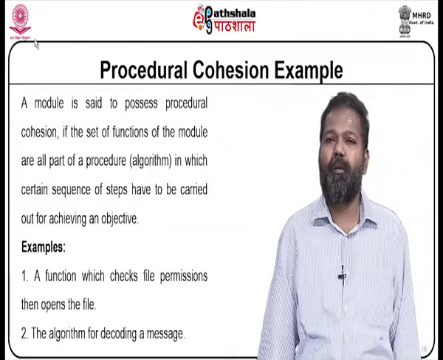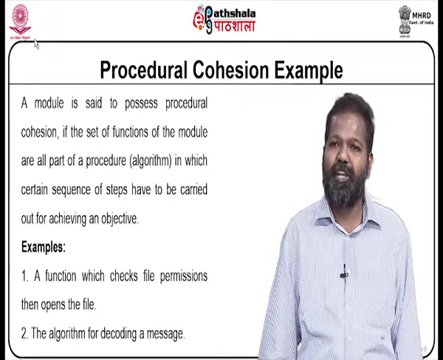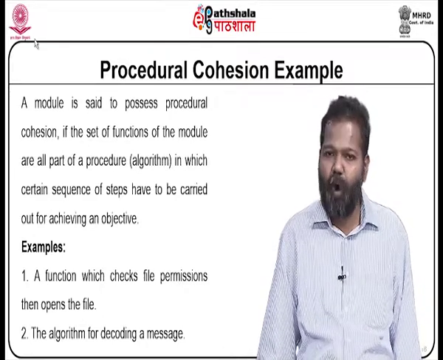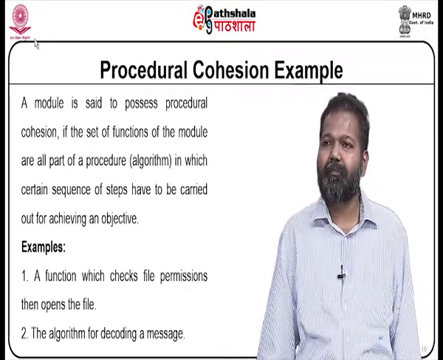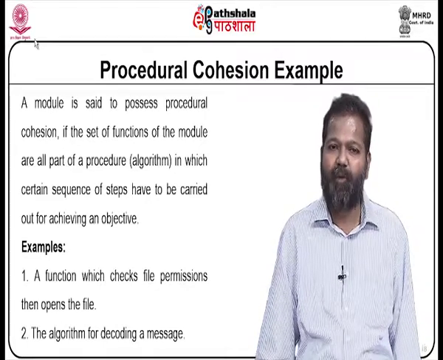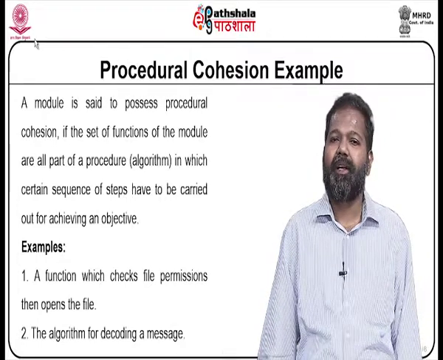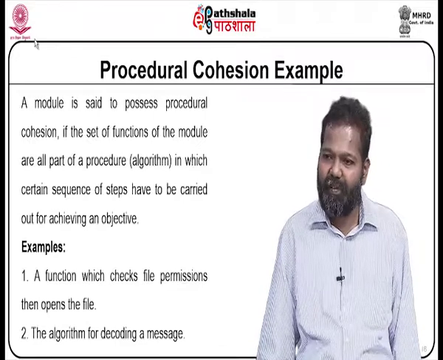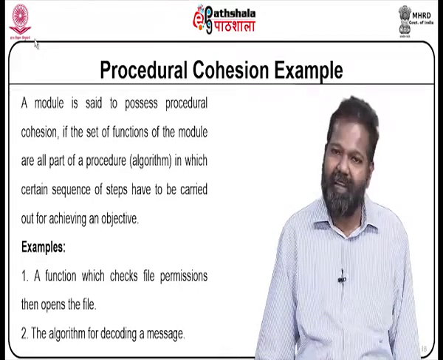An example for procedural cohesion: a module is said to possess procedural cohesion if the set of functions of the module are all part of a procedure in which certain sequence of steps have to be carried out for achieving an objective. Examples: a function which checks file permissions, then opens the file; the algorithm for decoding a message.